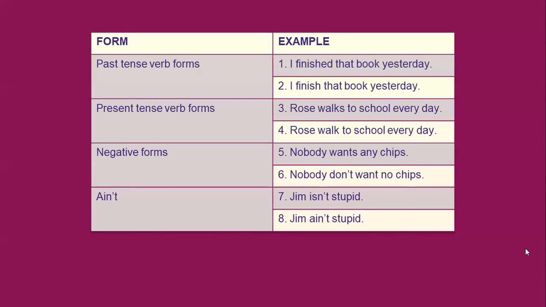So next, this is the example, for past tense verb forms. Upper class people are likely to say, I finished that book yesterday. But working class people are likely to say, I finish that book yesterday. The same for present tense verb forms: Rose walks to school every day instead of Rose walk to school every day. And also negative forms: Nobody wants any chips. Nobody don't want no chips. And the usage of ain't: Jim isn't stupid. Jim ain't stupid.